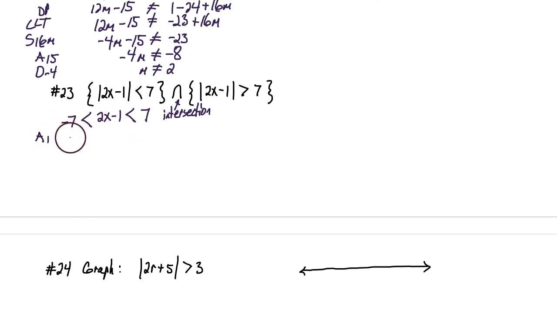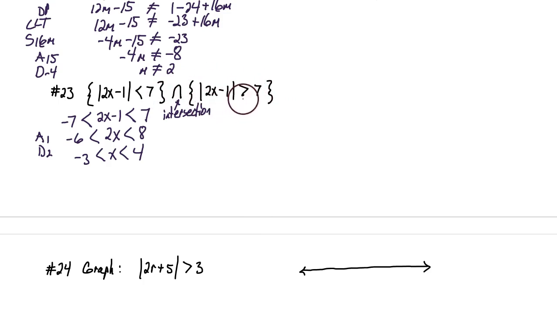Add 1 to all places. You get negative 6 is less than 2x is less than 8, and then divide by 2 in all places. Negative 3 is less than x is less than 4. The answers that work for the first inequality are all the numbers between negative 3 and 4. But that's not the answer to our intersection. We won't know that answer until we find the solutions to our other inequality.